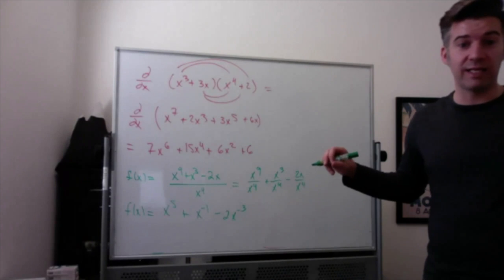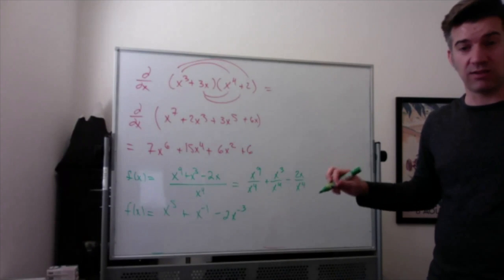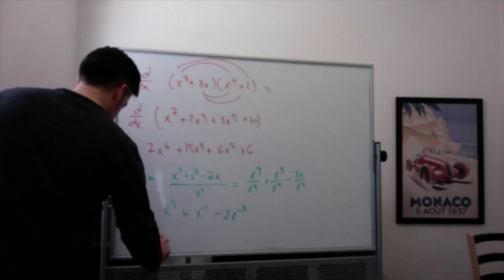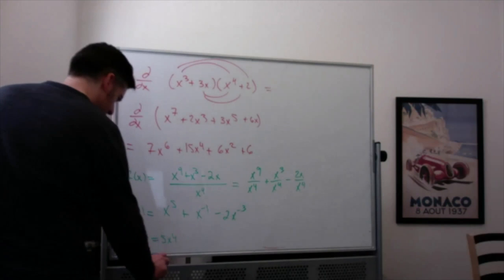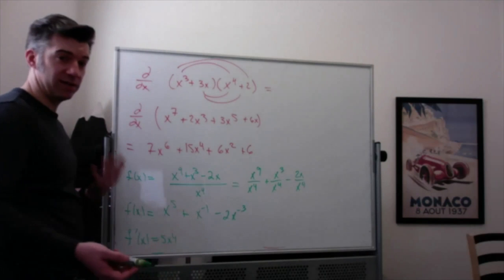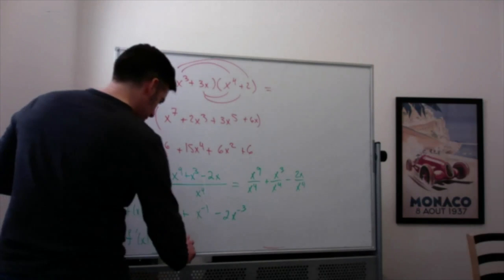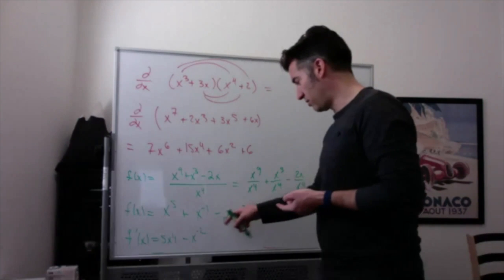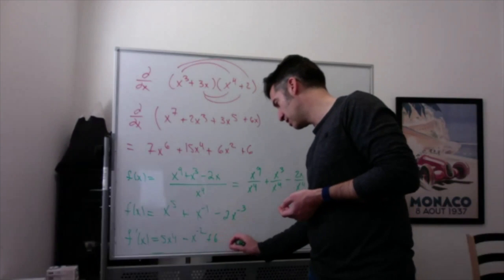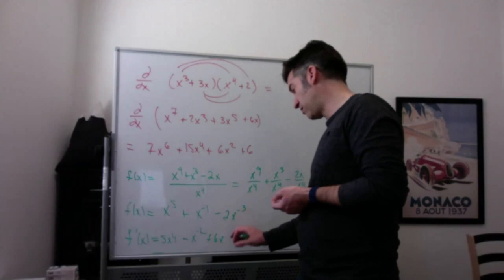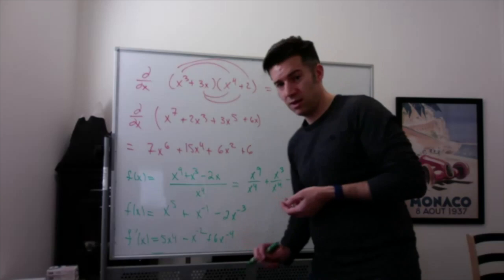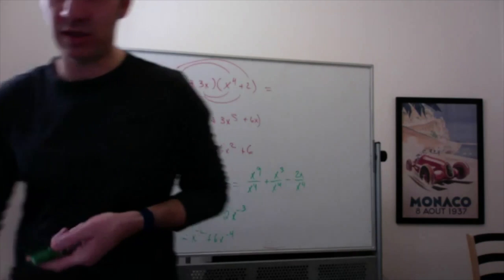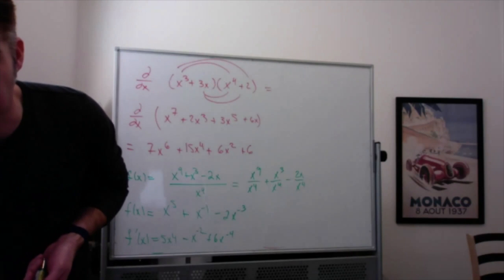And now after all that simplifying, I'm finally ready to take the derivative. The derivative here is going to be 5x to the 4th plus negative 1 times x to the negative 2, so minus x to the negative 2. And then negative 3 times negative 2 is plus 6 times x to the negative 3 minus 1, which is negative 4. So a lot of times it pays to simplify an expression before we start differentiating it.